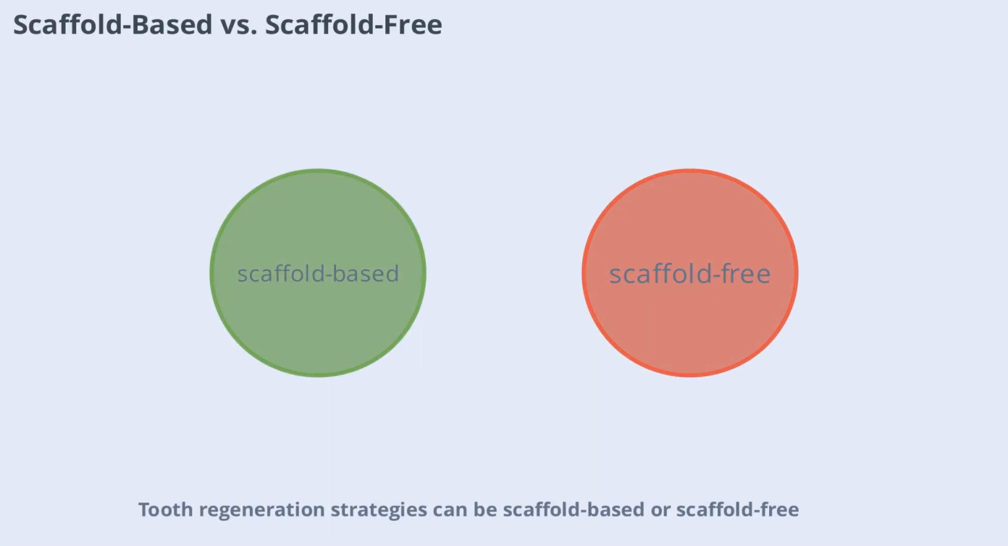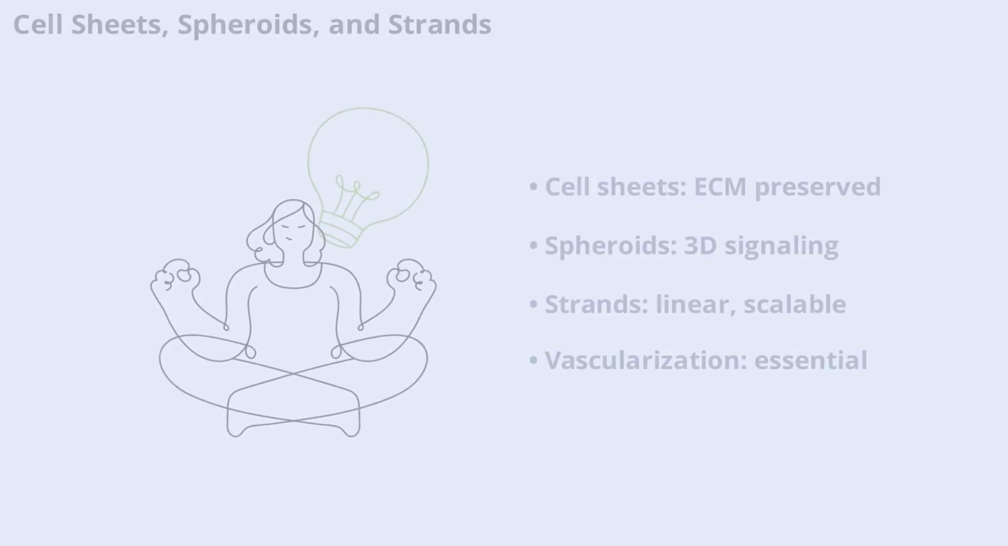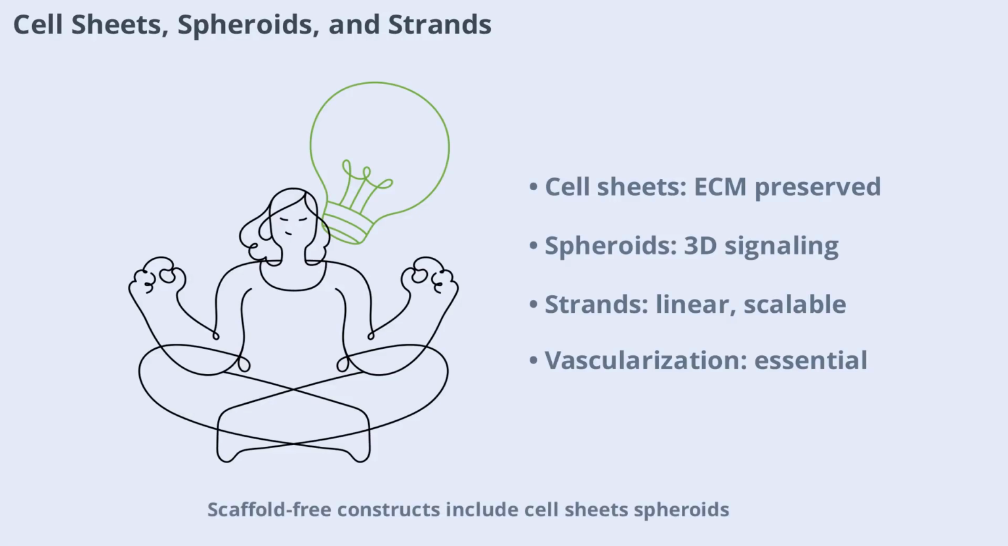Tooth regeneration strategies can be scaffold-based or scaffold-free. Scaffold-based approaches use biomaterials to guide tissue formation, control cell placement, and deliver growth factors. Scaffold-free methods rely on the self-assembly of cells into sheets, spheroids, or strands, preserving natural cell-cell interactions and reducing immune reactions. Each approach has unique advantages and is suited to different clinical scenarios. Scaffold-free constructs include cell sheets, spheroids, and tissue strands.